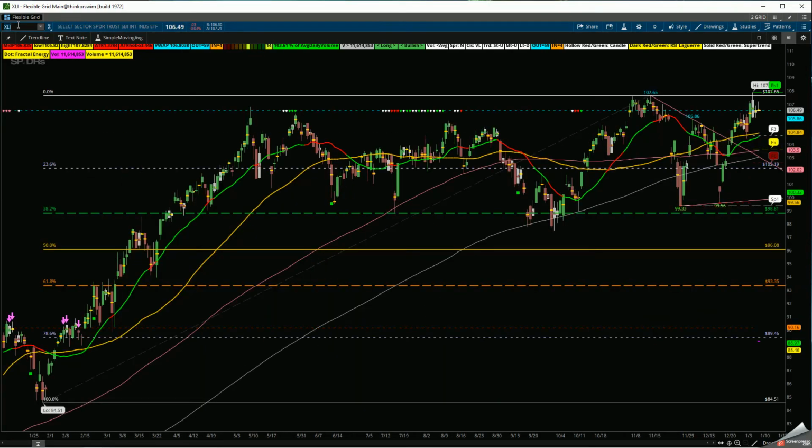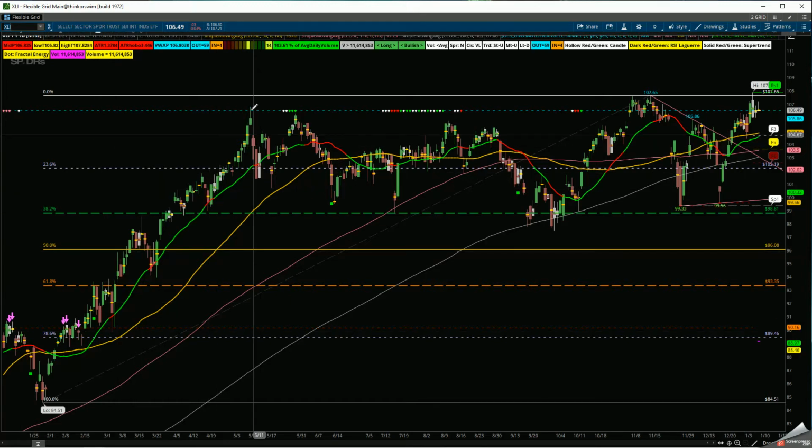We can take a look at XLI, the industrial. We can see what's going on. It's been range bound since the May area. It tried to look up. I consider this a 1. I consider this a 2. This is a 3, a 3-time tap. Usually you tap, tap, tap, and eventually break it. But if it doesn't, it falls back in. Keep an eye on the 50 Fibonacci, the 61.8, and the 116 simple moving average.